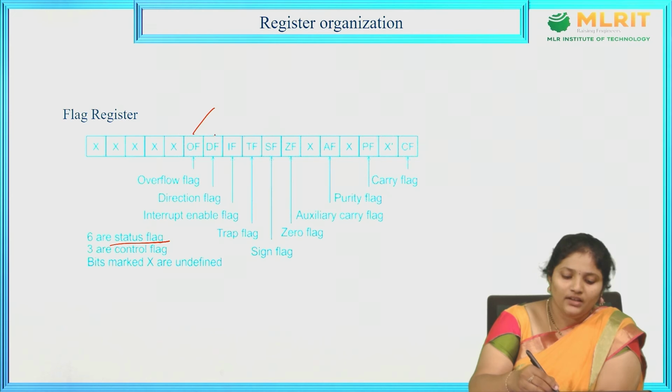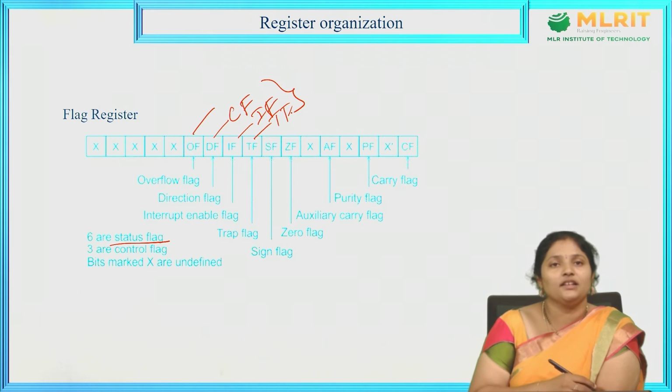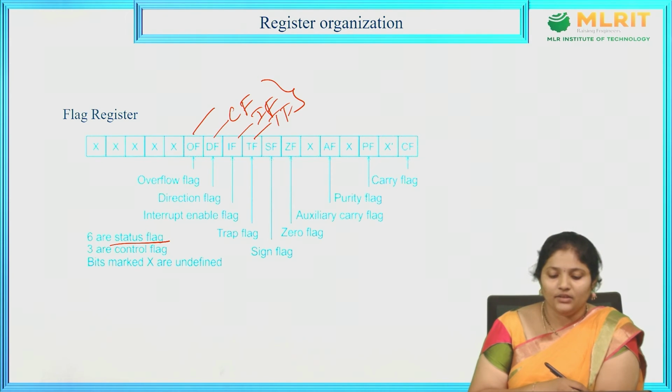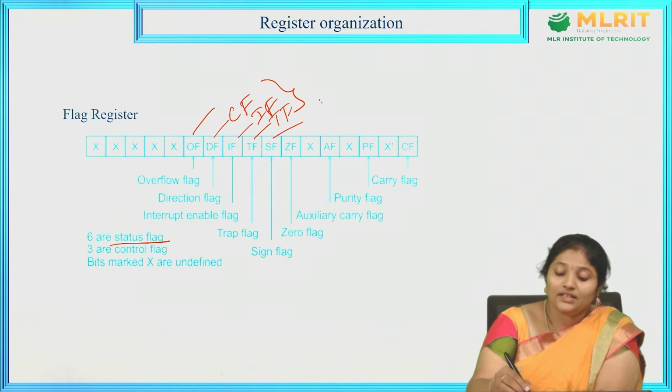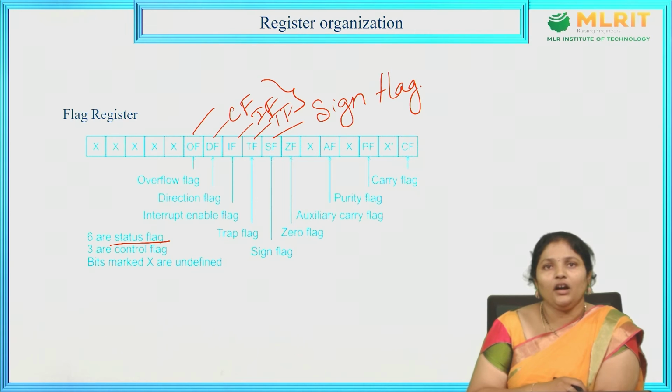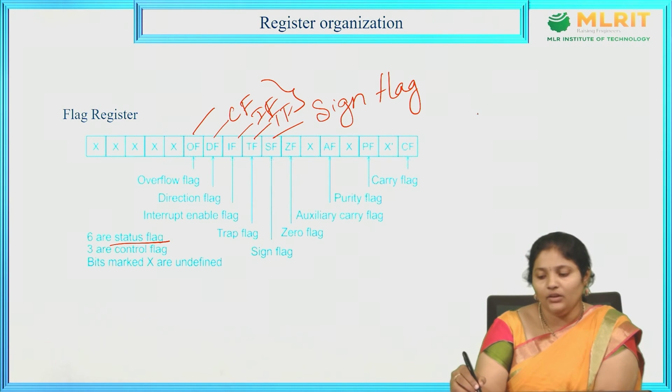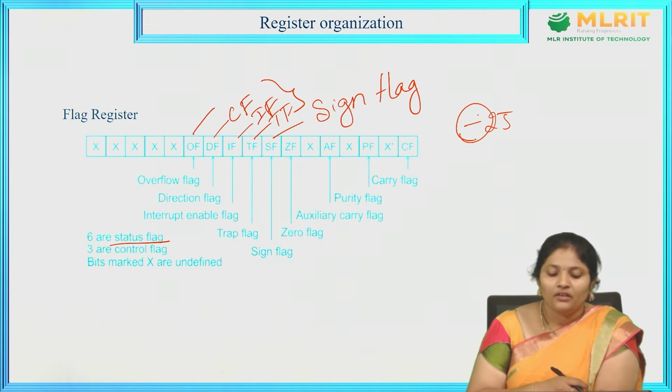DF, the direction flag, is a control flag. IF, the interrupt flag, is also a control flag, and TF, the trap flag. These 3 flags are considered the control flags in 8086. SF is the sign flag, used to indicate the sign of an output. If the output is negative, like -25, we use the sign flag to indicate it. If the sign flag is set to 1, the output is negative, and if it is 0, the output is positive.